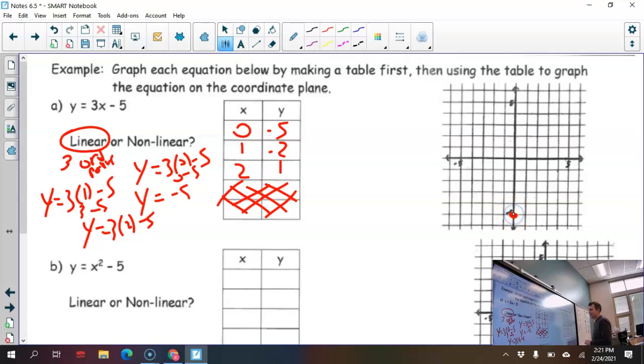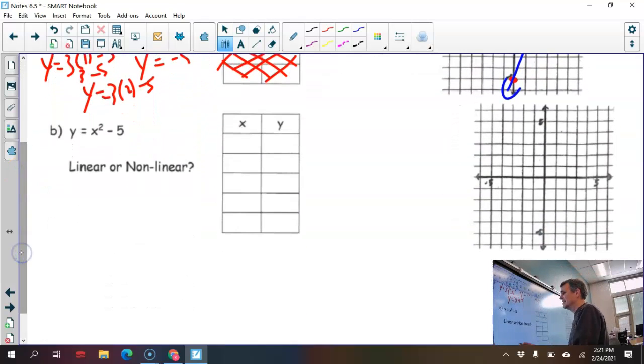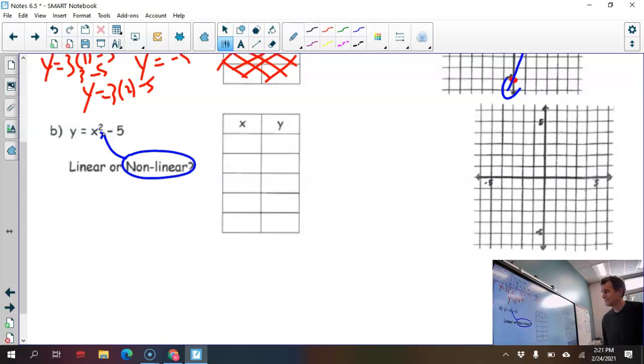0, -5 right here. 1, negative 2 would be right here, and 2, 1 would be right here. And I connect those with a nice line, and this line represents this equation. We'll talk more about that next time. I want to do one more because this gives people trouble. So this is an example of one that is nonlinear because it has an exponent.